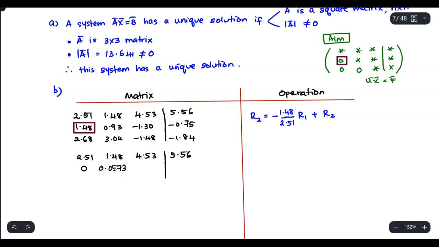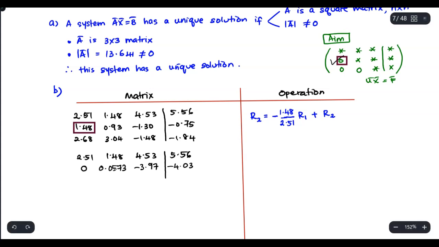The same thing for negative 1.30 here. You need to do this one here multiplied with the 4.53, and then you add up with a negative 1.30. So the value here should be negative 3.97. And similarly for this one here, you also perform the same operation. For R1, you replace with 5.56 and R2 with a negative 0.75. So you are supposed to get negative 4.03. So that is the second row.